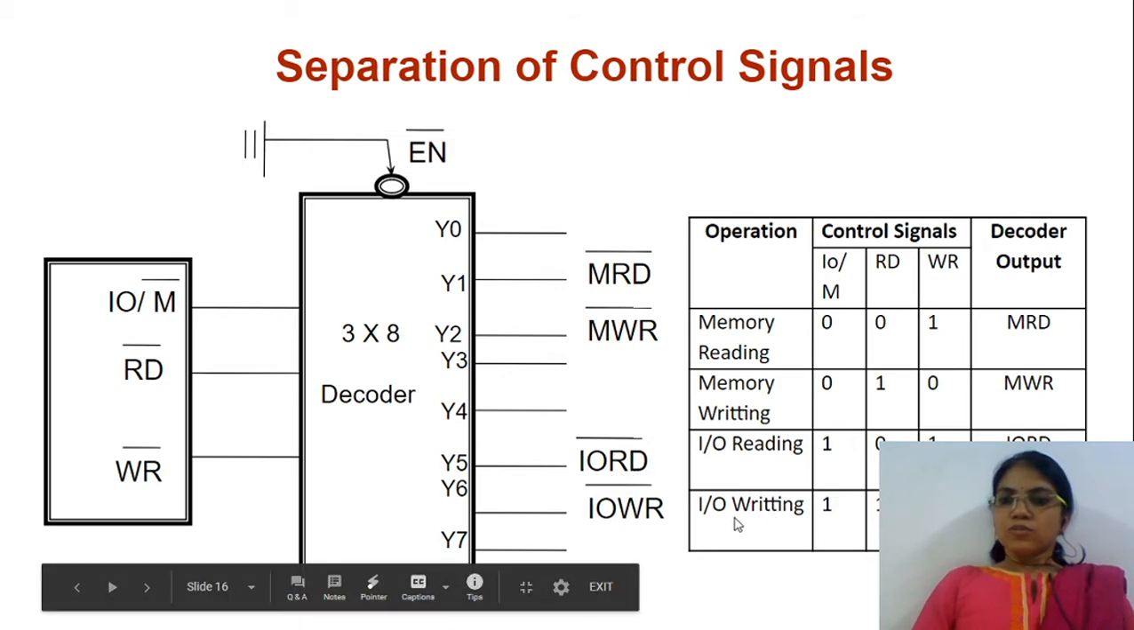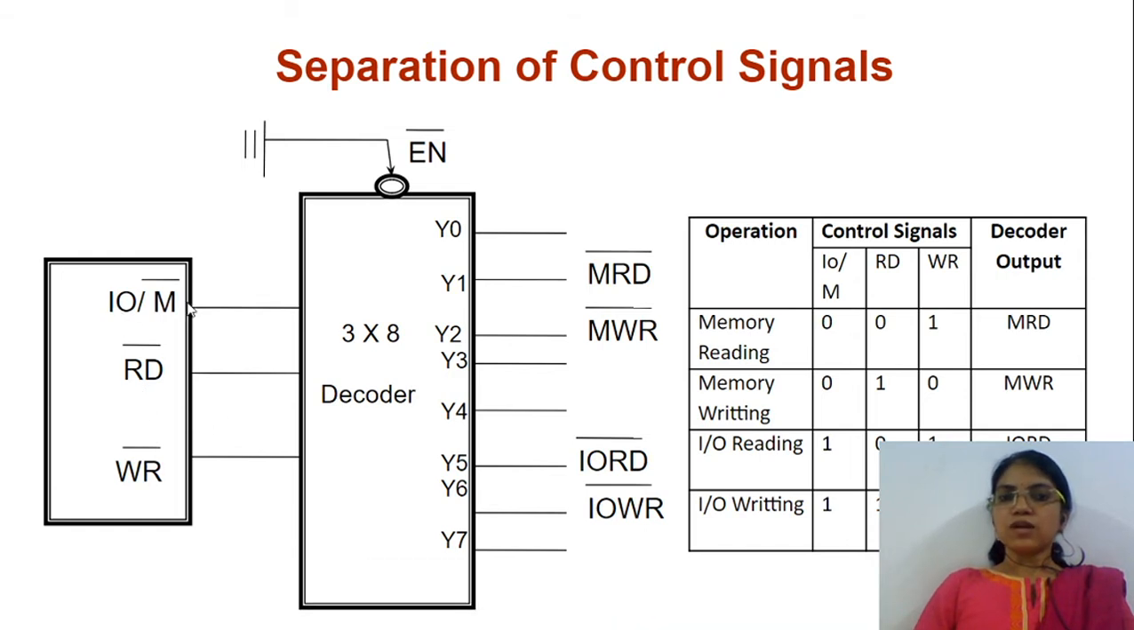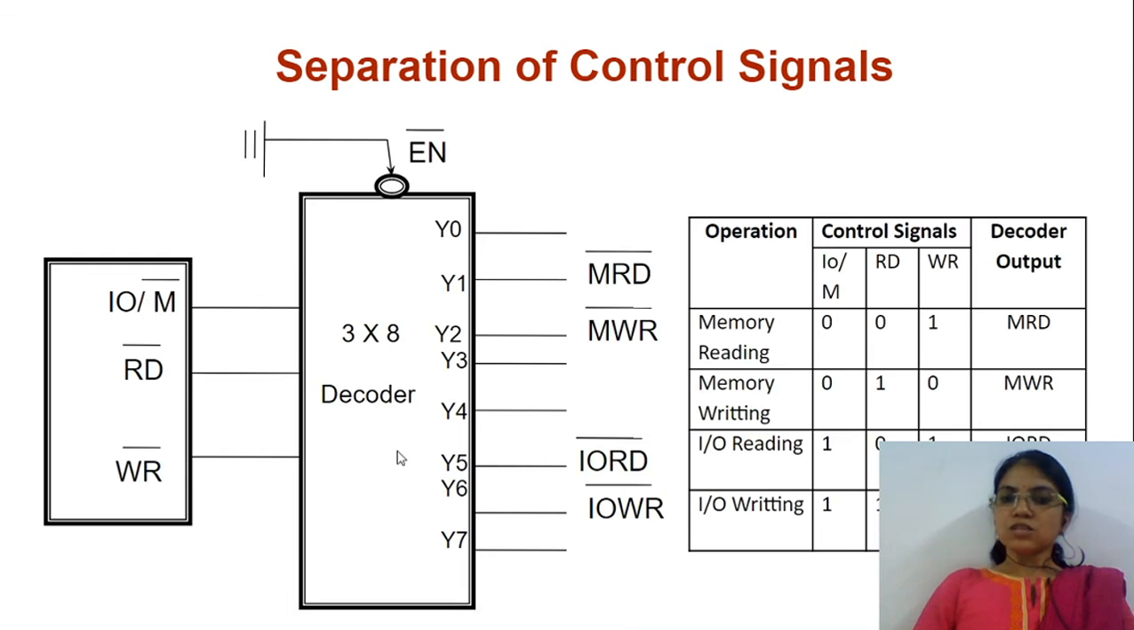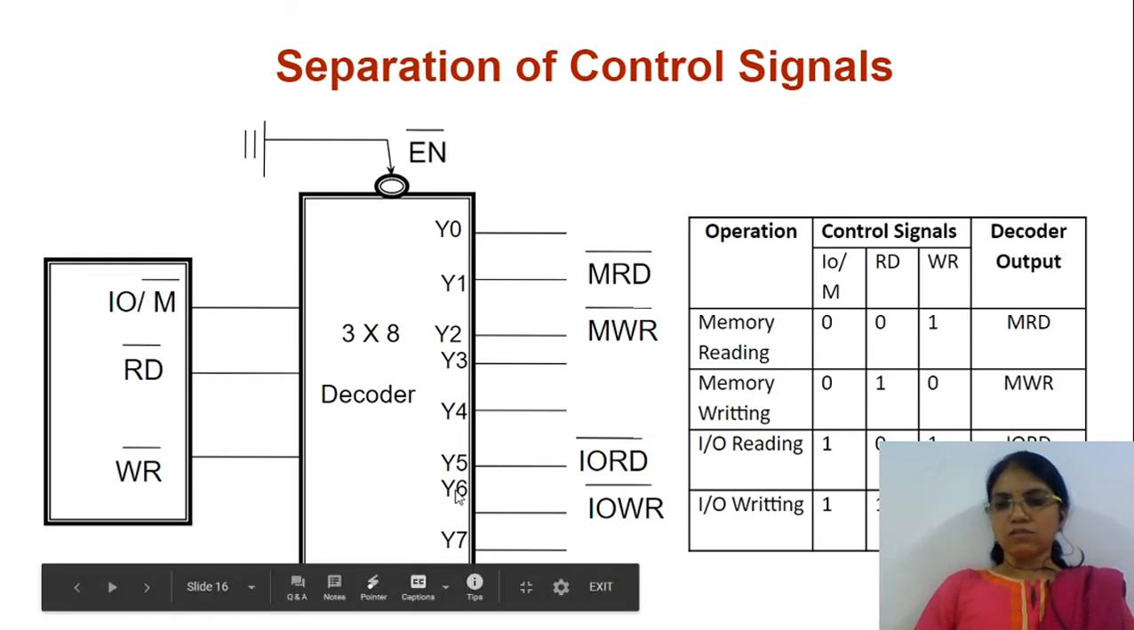Going to the last operation, that is IO writing, meaning input output writing operation. For activating the writing operation in concern with the input output device, again IO/M becomes 1, RD bar becomes 1 and WR becomes 0. So we are transferring 110 to the input of the decoder. 110 stands for 6 and hence Y6 is activated, and hence on Y6 the IO WR bar signal is available.